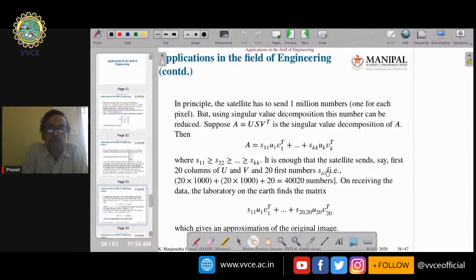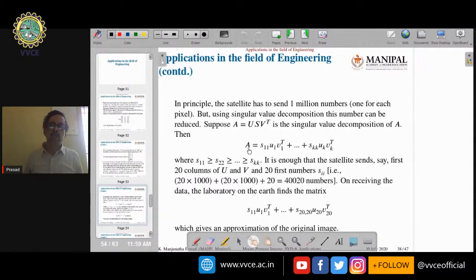Now consider the singular value decomposition of this A. What is A? A represents your image, the intensity of each pixel. Now consider the singular value decomposition of that particular A. Then, say A is of rank 1, a hypothetical case. In such a case, what are you supposed to transmit? Only the entries of U1 and the entries of this V1 and this S11, isn't it? That is enough. You don't have to transmit all the numbers. Of course, the nature of A is also going to be simple when A is of rank 1. So we may not have such trivial cases all the time.